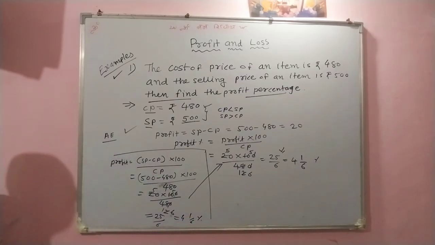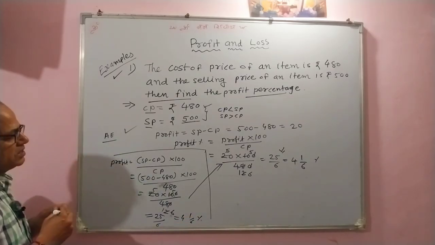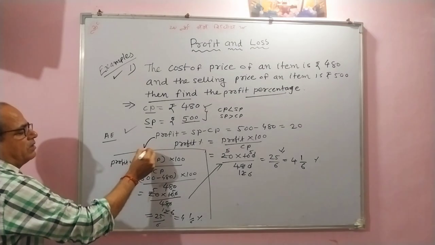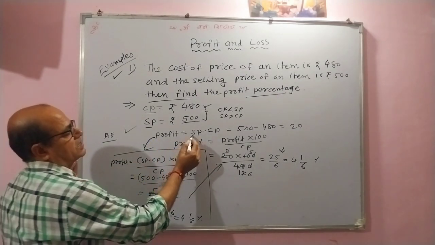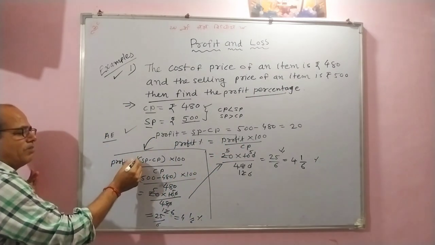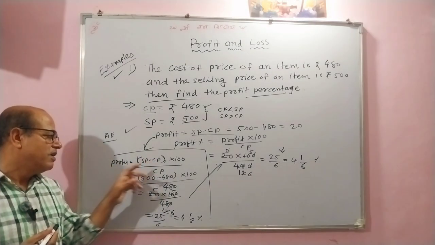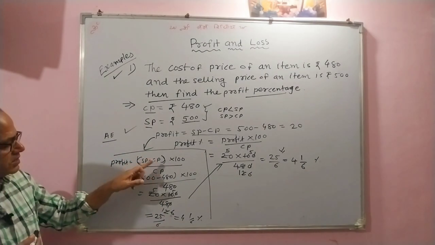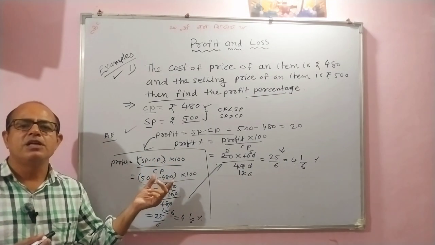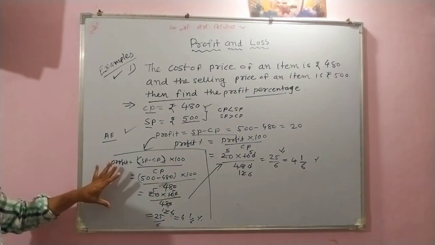Same answer you can get, but here it is given as separate formulas, and I had combined the formula. When profit is there, then SP minus CP. When a loss is there, CP minus SP. All other things remain the same. Okay, so this is the solution.